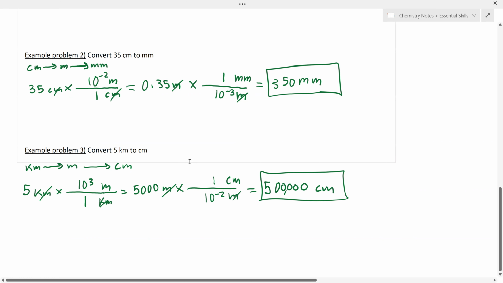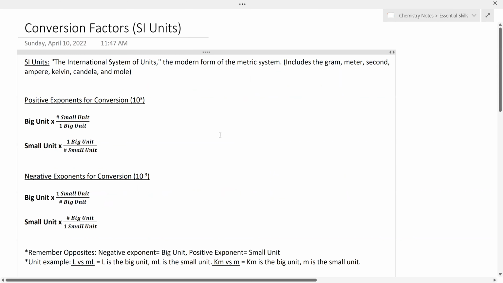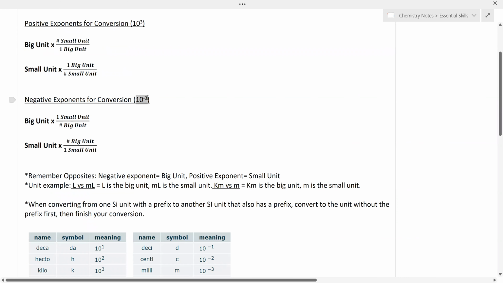So to recap, SI unit stands for the International System of Units. And specifically when we talk about grams, meters, or liters, those have to do with what we're talking about here. So with positive exponents, you want the 10 to the power of something to go with the small unit. And with negative exponents, you want the 10 to the power of something which is negative to stay with the big unit, or the bigger unit.